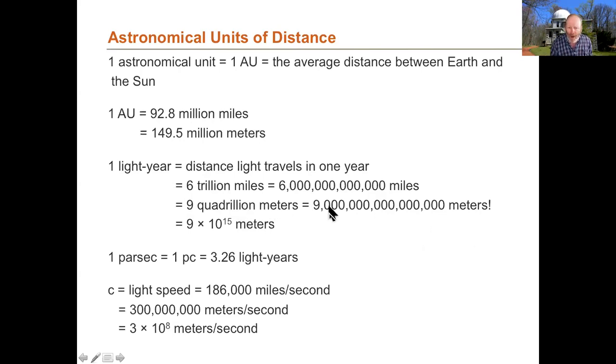And you can see how many meters, a meter is roughly a yard. So think about that. It's 9 times 10 to the 15th. It's 6 trillion miles. It's a long, long, long way. So rather than write out all of that, we say a light year. Light goes along at 186,000 miles per second, or 300,000 kilometers, or 300 million meters per second. So that's a long, long way there.